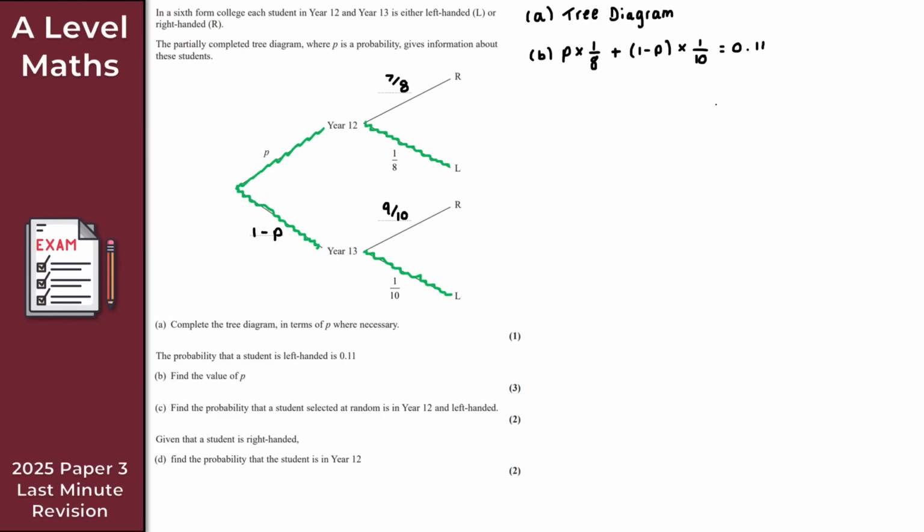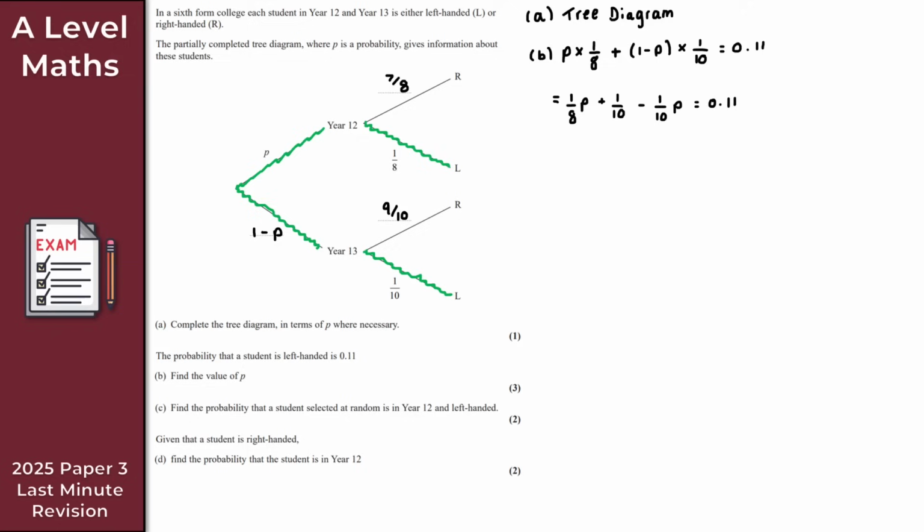Perfect. So p times 1 over 8, right? That's just simply 1 over 8p, or p over 8, whichever way you prefer to write that. So 1 over 8p. Expanding this here then, so 1 times 1 over 10 is simply 1 over 10. I've then got minus p times 1 over 10, so I get minus 1 over 10p, or minus p over 10. Either's fine, whichever way you prefer to write that. Like so. And this here then is equal to 0.11. Perfect. Okay.